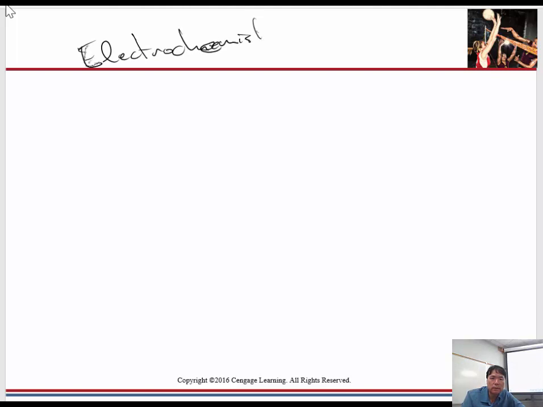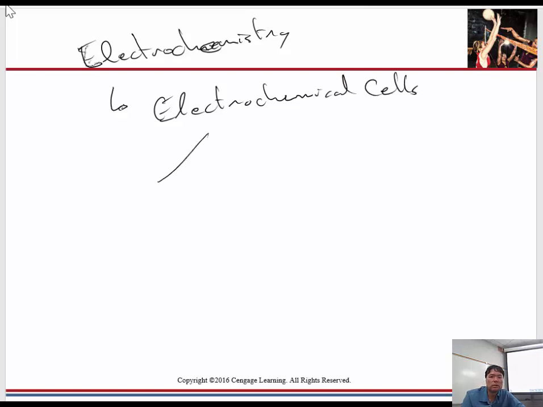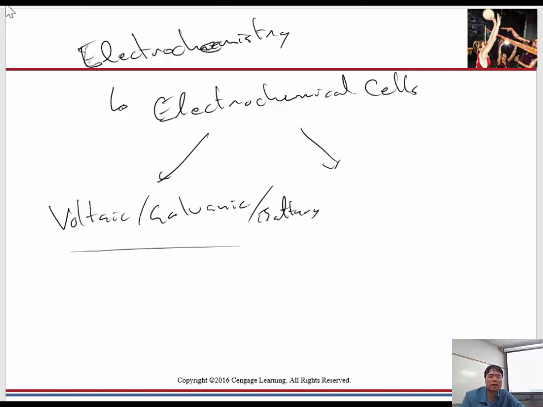Electrochemistry. Sorry for the sloppy writing, but we have electrochemical cells. We have two types of electrochemical cells. The two types of electrochemical cells, one would be a voltaic or galvanic cell, or a battery. And basically, these are all batteries. The other type of cell is called an electrolytic cell.